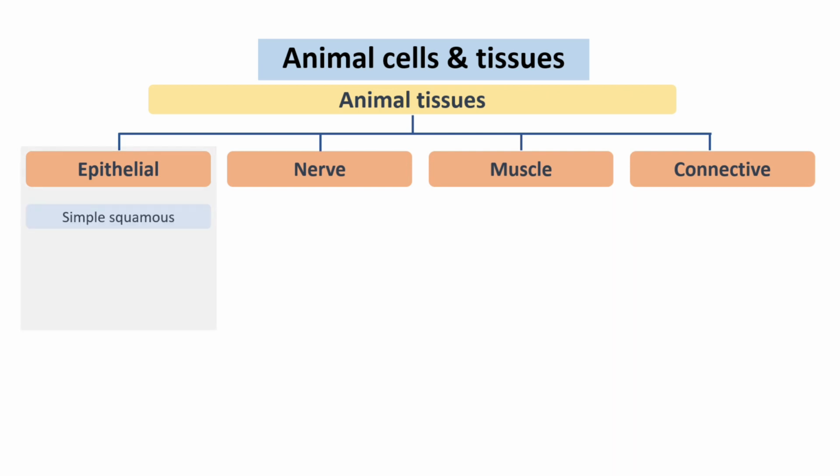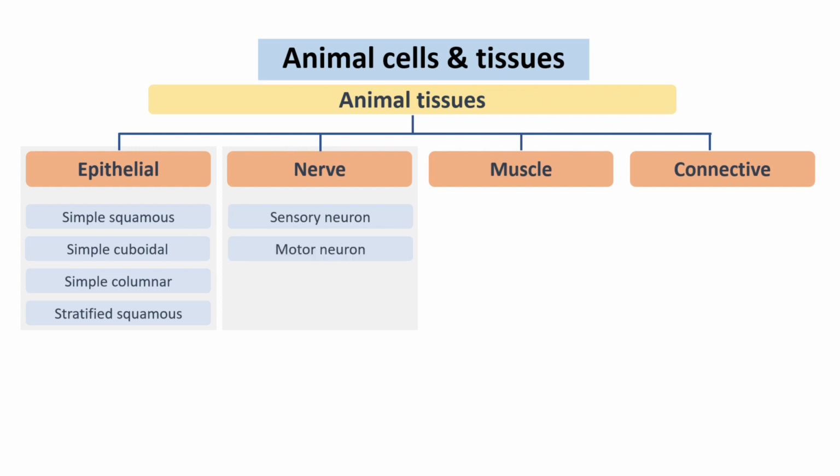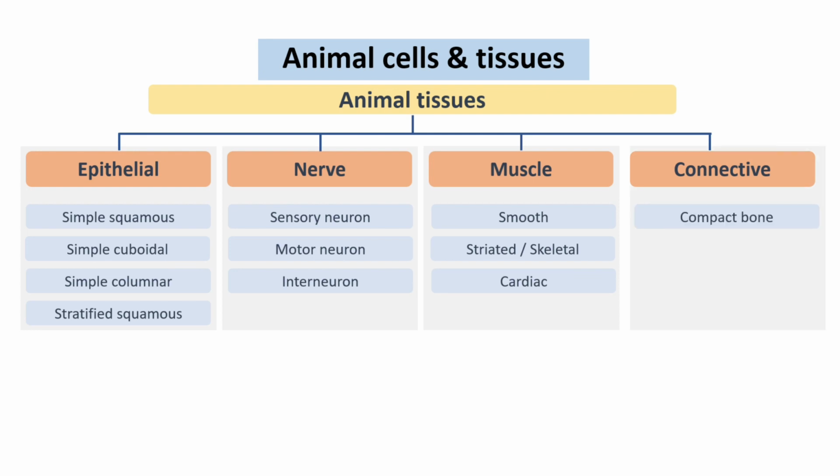Epithelial tissues consist of simple squamous, simple cuboidal, simple columnar, and stratified squamous. Nerve tissue consists of sensory neuron, motor neuron, and interneuron. Muscle tissues consist of smooth muscle, striated or skeletal muscle, and cardiac muscle. While connective tissue consists of compact bone, hyaline cartilage, and blood.